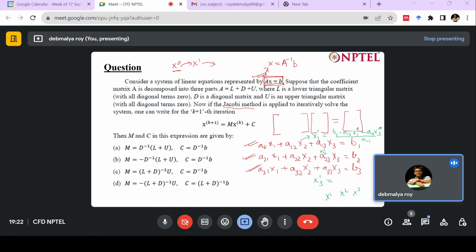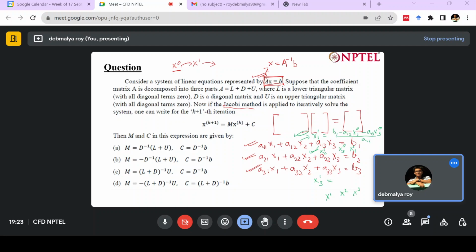What is the difference between Jacobi and Gauss-Seidel? In Gauss-Seidel, since in the first equation we have calculated a new value for x1, in the second equation we will use this new value. So instead of using x30 and x10, we will use x11. Then it becomes Gauss-Seidel. So this is Gauss-Seidel and Jacobi method.